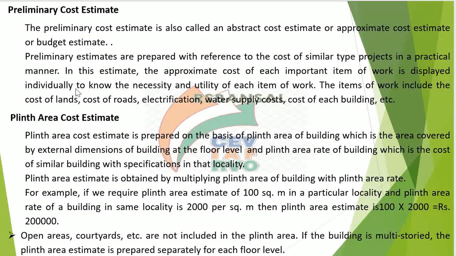So basically, let us suppose you are doing a detailed cost estimate, and at the end of the detailed cost estimate, what do you prepare? You prepare an abstract of cost. So basically this is also an abstract of cost where individual items are displayed and utility of each item of work is displayed. The items of work include cost of land, cost of roads, electrification, water supply, cost of each building, etc.